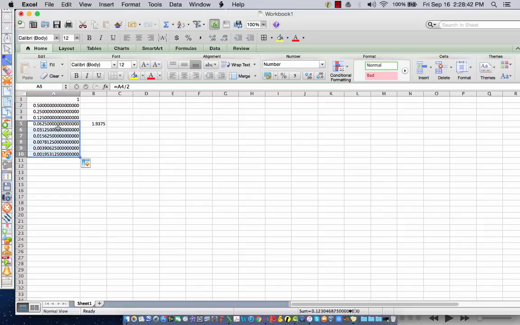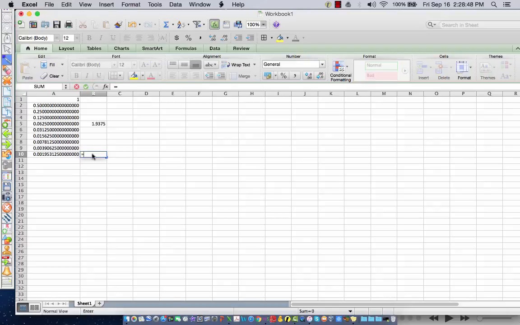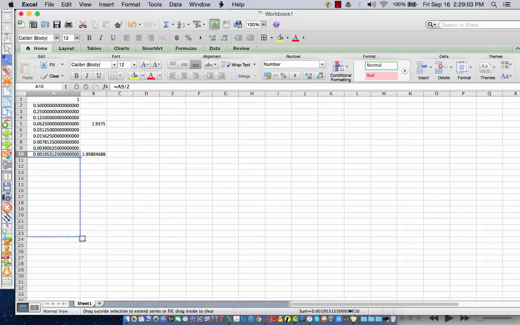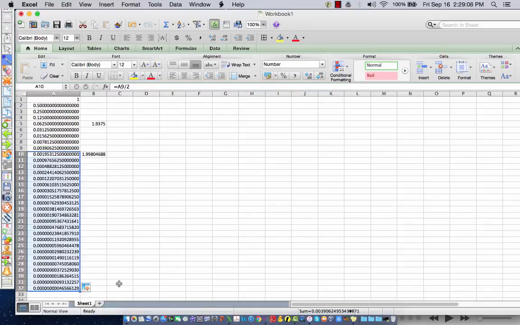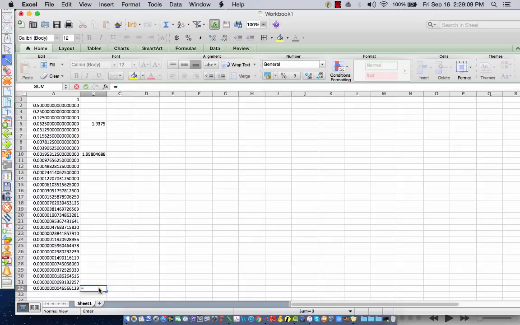Then I'll go to 10 terms. It's just multiplying the previous one by 1/2. Now I'm going to get the sum of those 10, and let's see what happens. Oh, it gets really darn close, right? 1.998. Now I'm just going to take this down for maybe the first 32 terms, and I'm going to get the sum of all of those, and let's see what we got. Eventually it gets to 2. It just gets closer and closer.